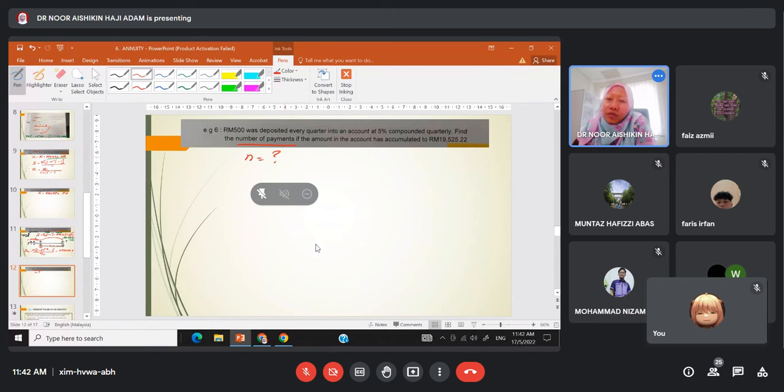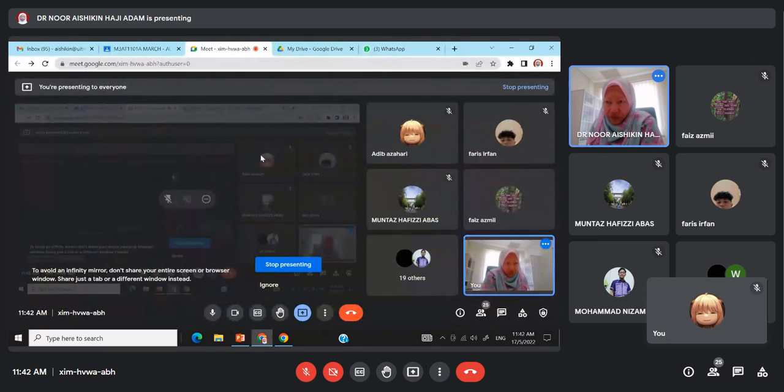Dapat tak N equals 32? Yes or no? Dah buat ke belum? Kelas? Sempat buat tak? Oh, tak sempat lagi? Buat sekarang. Buat sekarang sementara saya ambil attendance, sebab it's almost time.